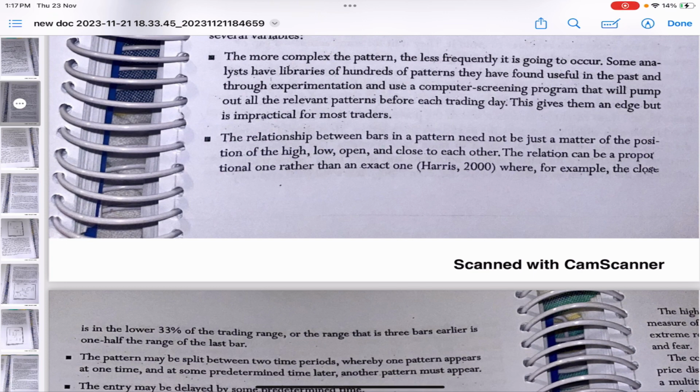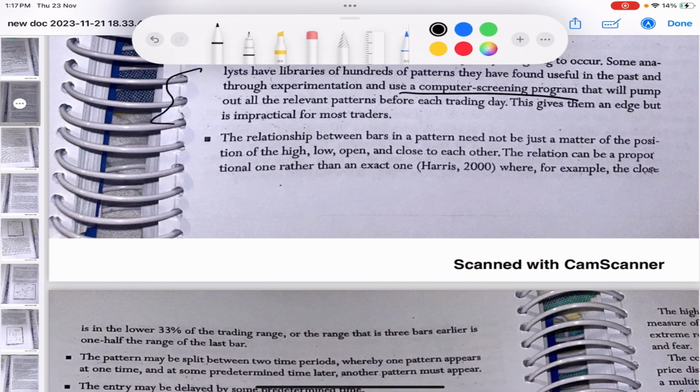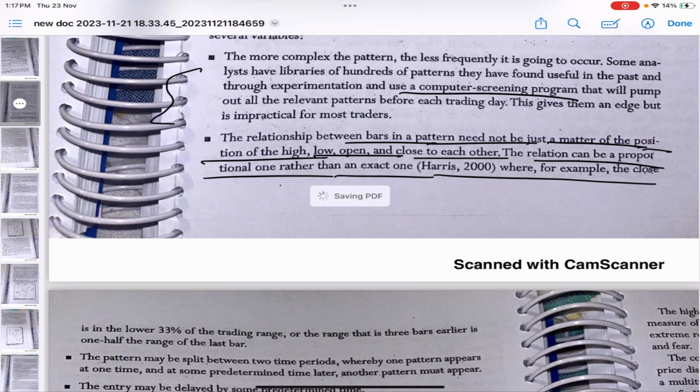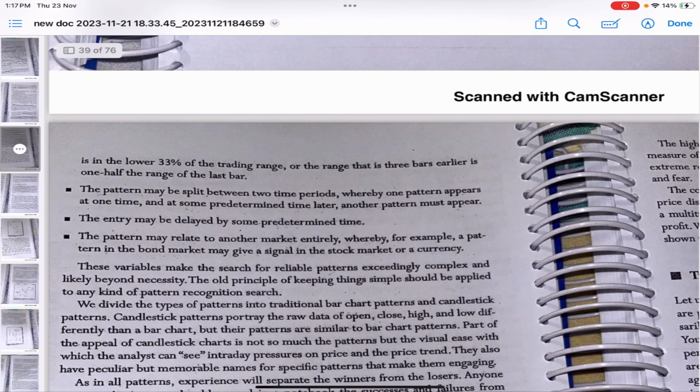Some analysts, okay, read this. This is about the computer screening program. The relationship between bars in a pattern need not be a matter of the position of the high, low, open, close to each other. This relationship can be proportional to 1. Okay, what do they mean? If you see the example which they've given over here, the close is in the lower 33% of the trading range, or the range that is 3 bars earlier, one half of the range of the last bar.